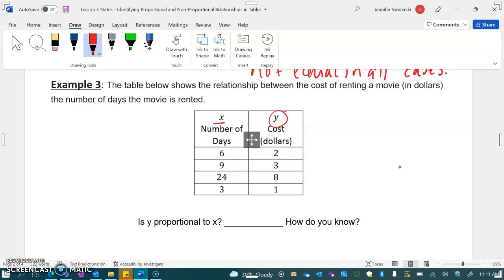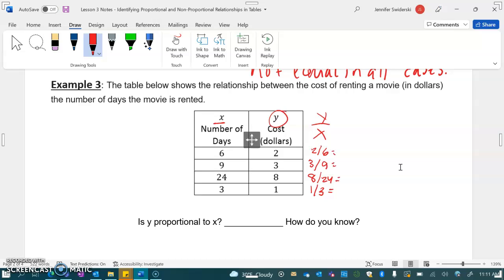All right. So our Y over our X. We're trying to see if they're proportional. This first case, I get 2 over 6. Second case, we get 3 over 9. Third case, we get 8 over 24. And this last one was 1 over 3.